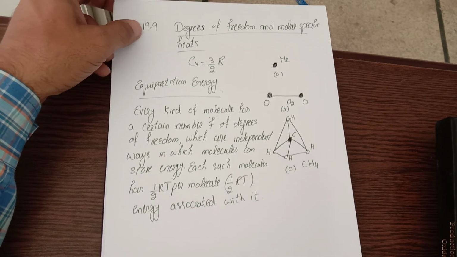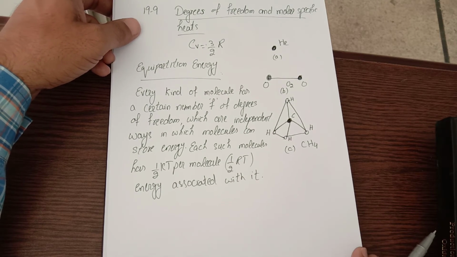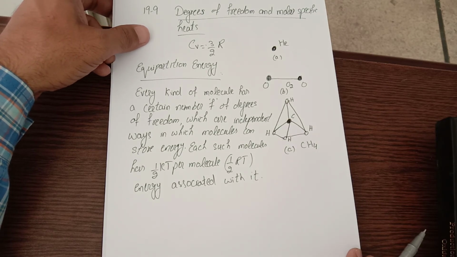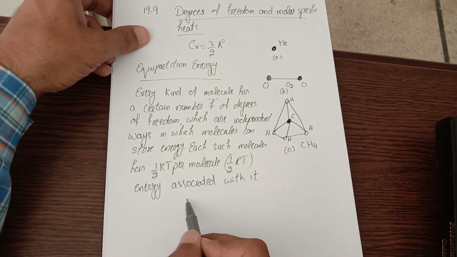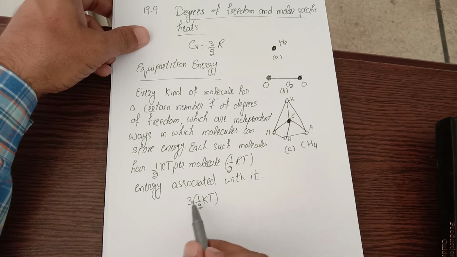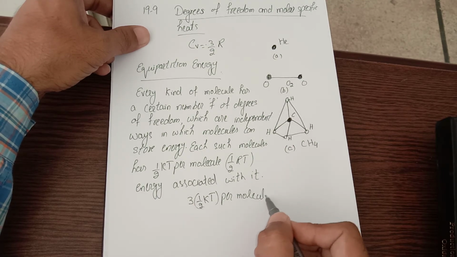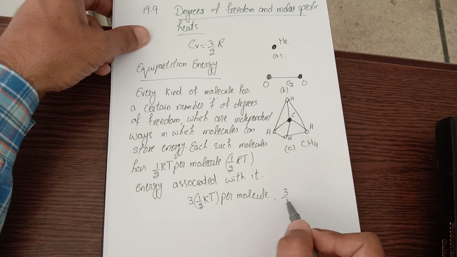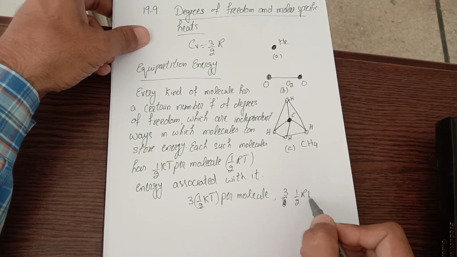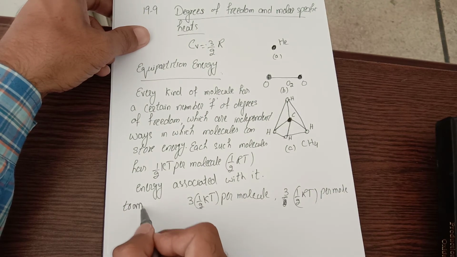Now to explain this, first we consider translational motion. In translational motion, each molecule of a gas can move along the x, y or z direction, so it has 3 degrees of freedom. We can write it as 3 times 1/2 kT per molecule, and 3 times 1/2 RT per mole. This is the energy associated with translational motion.